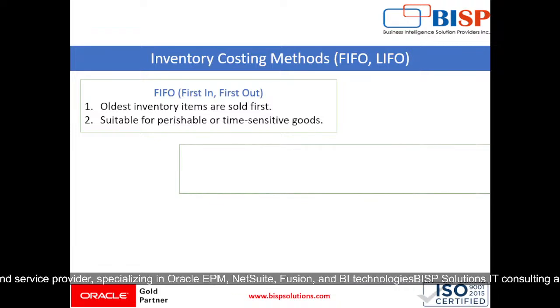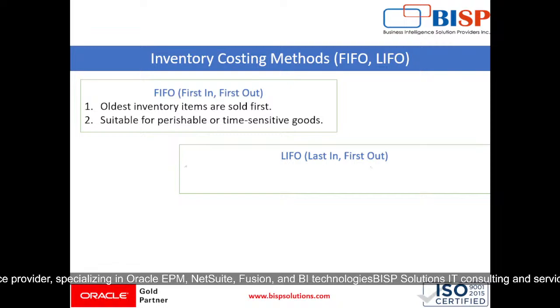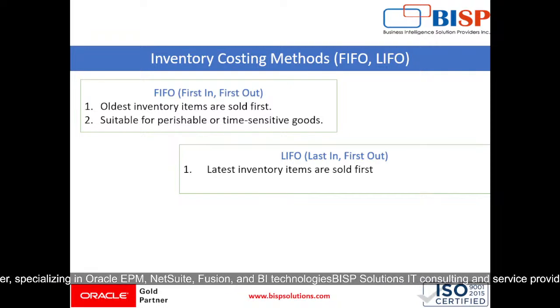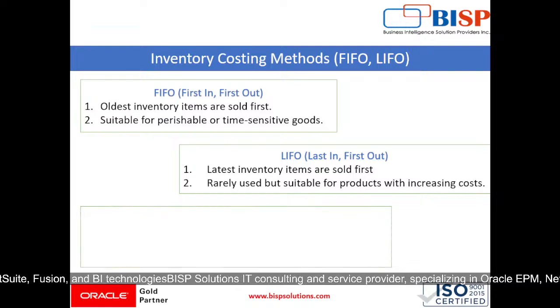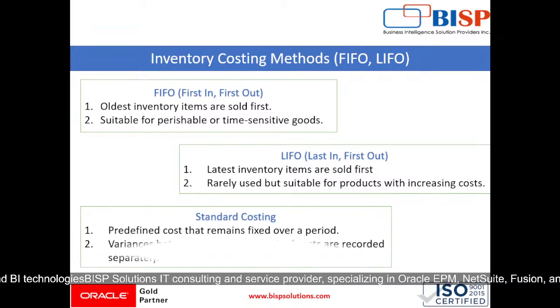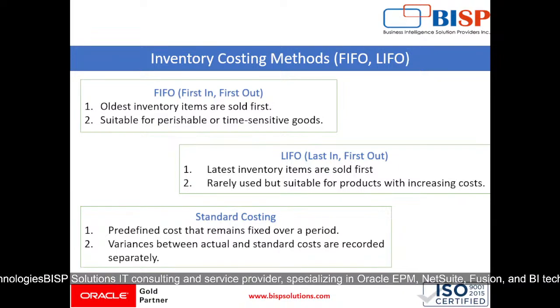And then LIFO, which is last in first out, where the latest inventory items are sold first. It is rarely used but suitable for products with increasing cost. Next comes our standard costing, which is a predefined cost that remains fixed over a period, and variances between actual and standard cost are recorded separately.